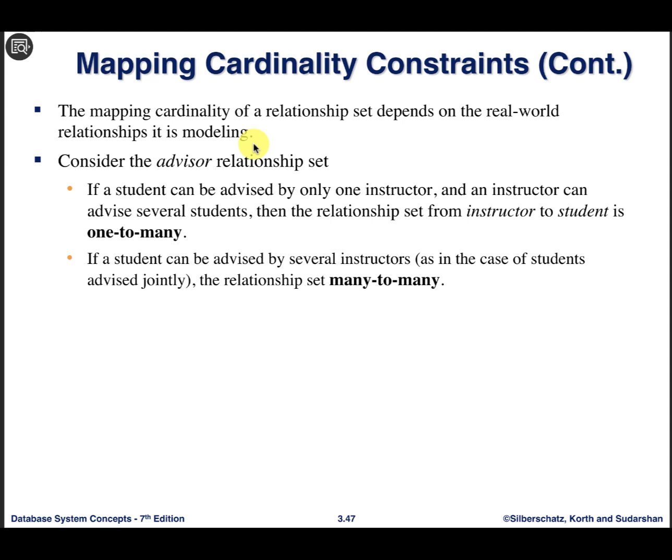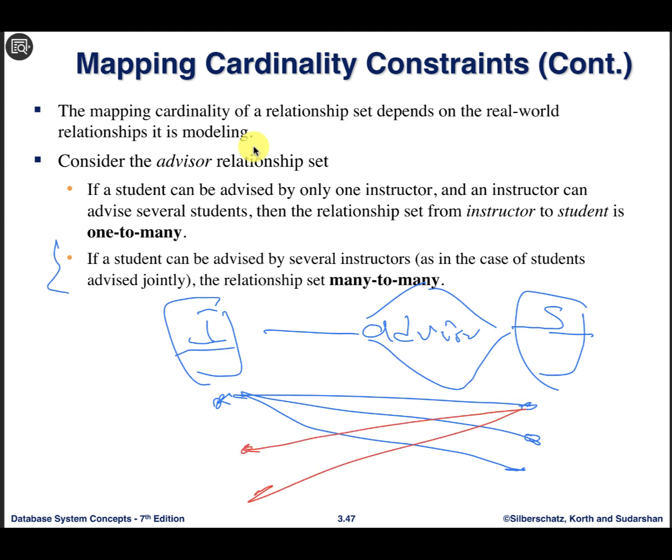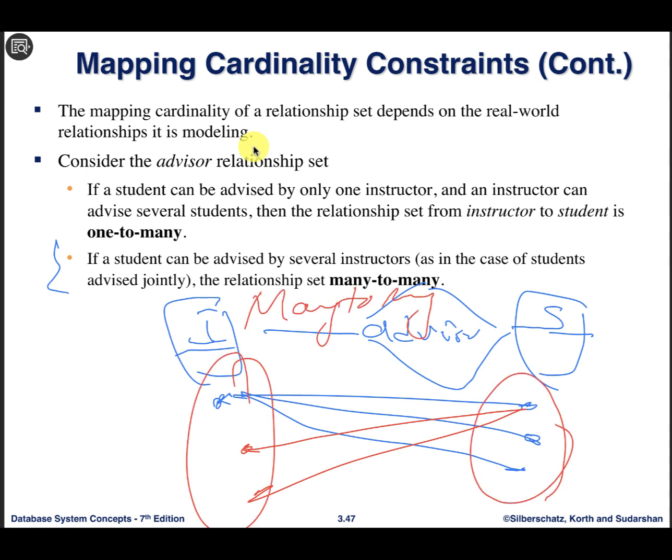So now let's say we have an instructor here, and we have a student, and we have an advisor. What we said here is that the instructor can advise multiple students, any number, zero or more. At the same time, the student can be advised by several instructors. So in this case, we have a many-to-many. You see that? So that's how you decide the mapping cardinality constraint here. Okay?